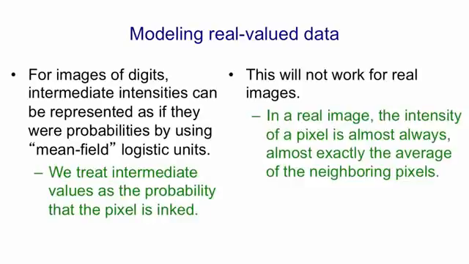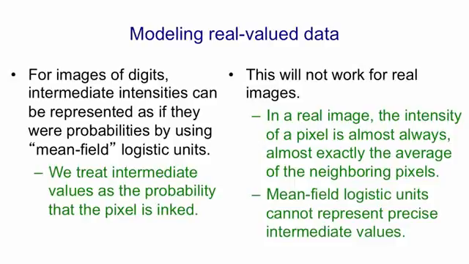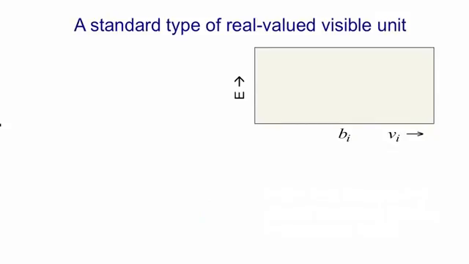In a real image, the intensity of a pixel is almost always, almost exactly, the average of its neighbours. So it's got a very high probability of being very close to that average, and a very small probability of being a little further away. And you can't achieve that with a logistic unit. Mean field logistic units are unable to represent things like the intensity is 0.69, but very unlikely to be 0.71 or 0.67. So we need some other kind of unit.